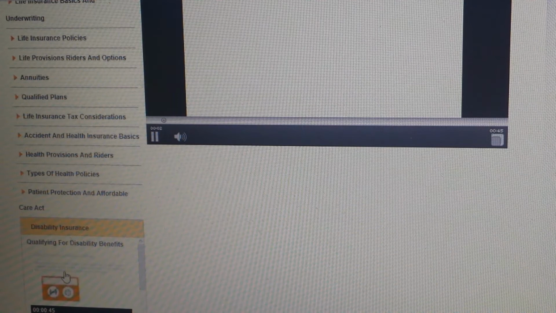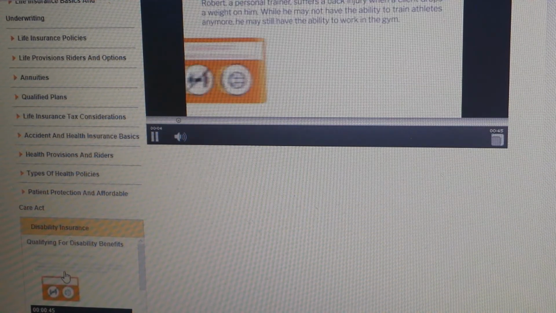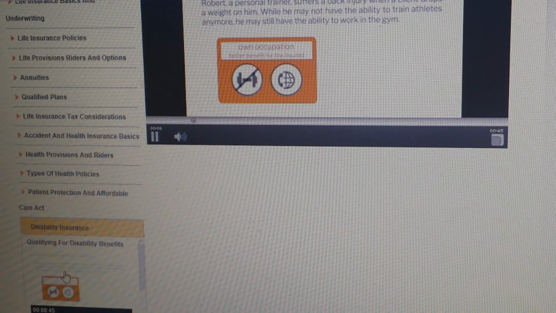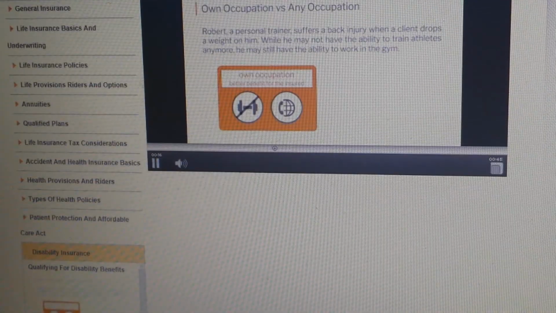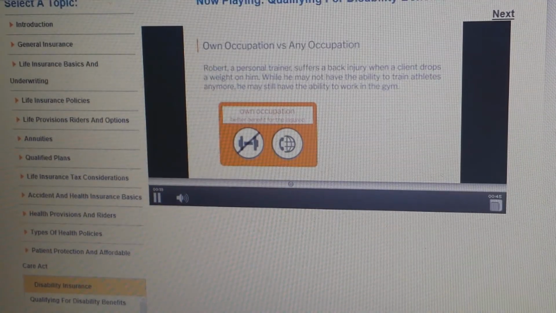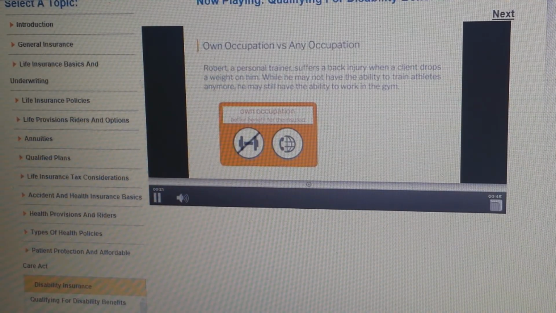Own occupation versus any occupation. If you have a disability income policy and it's an own occupation policy, as they like to call it, you're going to have better benefits than someone who has an any occupation policy. But understand your premiums will be higher because it's a much more limited policy, and the insurance company is going to most likely have a much larger outlay should you have to file a claim.